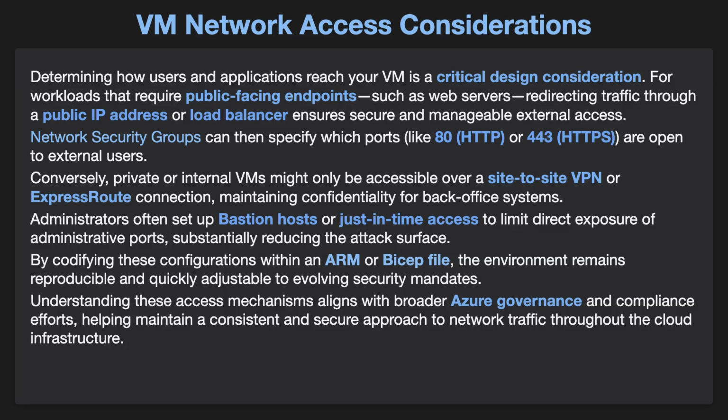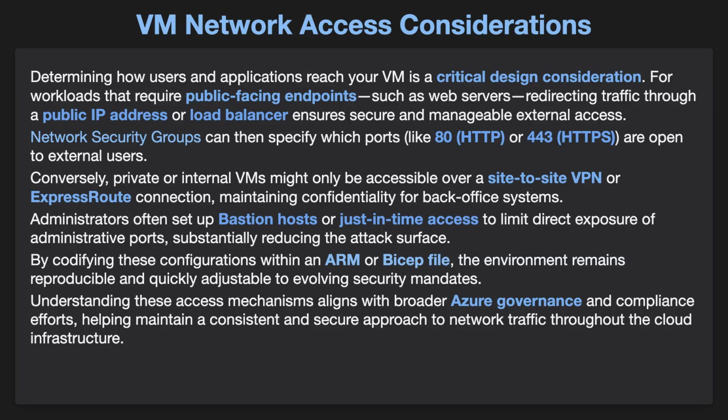Determining how users and applications reach your VM is a critical design consideration. For workloads that require public-facing endpoints, such as web servers, redirecting traffic through a public IP address or load balancer ensures secure and manageable external access. Network security groups can then specify which ports, like 80 for HTTP or 443 for HTTPS, are open to external users. Conversely, private or internal VMs might only be accessible over a site-to-site VPN or ExpressRoute connection, maintaining confidentiality for back-office systems.